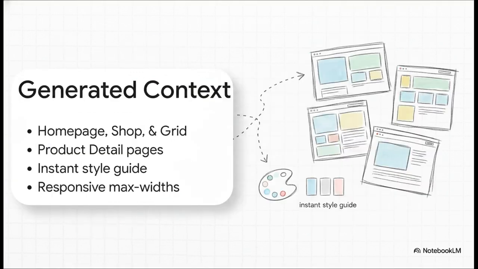And what's genuinely fascinating here is the sheer volume of context the AI pulled from just that one single prompt. It didn't just spit out a homepage. It impressively anticipated our broader needs, planning out a shop page, a collection grid, product details, and even an editorial page. It dropped an instant style guide with primary colors right onto its infinite canvas. And perhaps the wildest part, it actually baked responsive max widths directly into those design layouts from the very start.